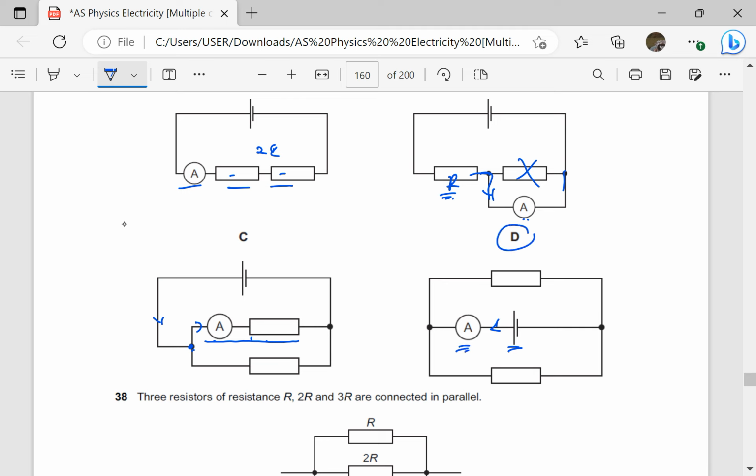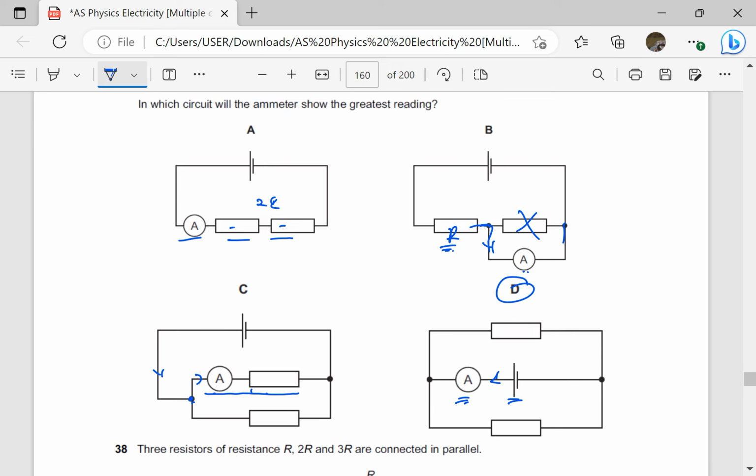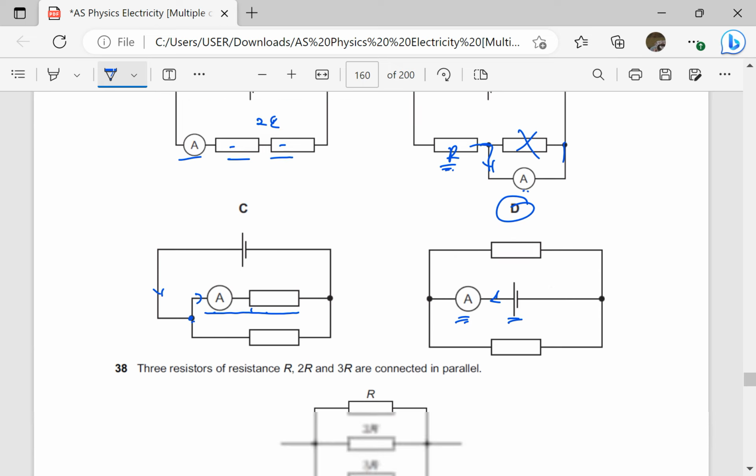So the answer is going to be D, because the ammeter is in series with the battery and there's no resistance along this branch. That means all the current goes through the ammeter. Therefore, this will give the greatest reading. In this one, the ammeter shows the greatest reading.